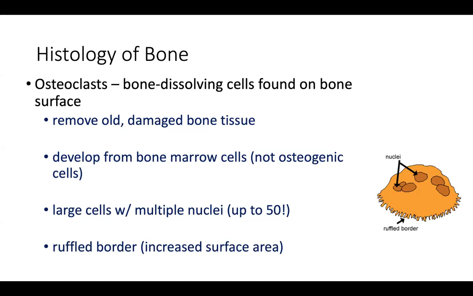Oh, I forgot to mention, osteoclasts don't come from the osteogenic cells. So osteogenic cells create those osteoblasts. Osteoclasts, it's really confusing, actually come from bone marrow cells. I'll talk more about bone marrow, but just a different origin, essentially. So they don't come from the same place as the other bone forming cells.